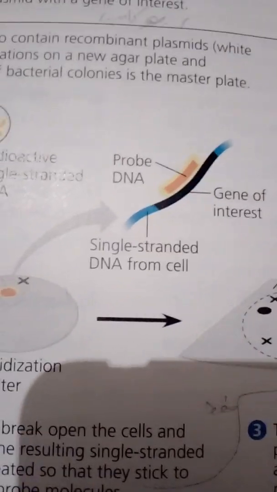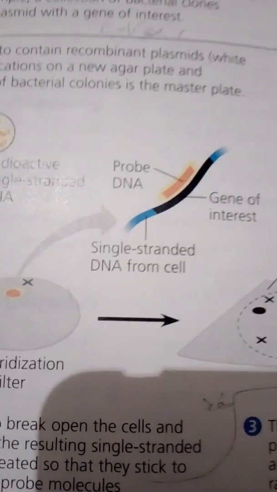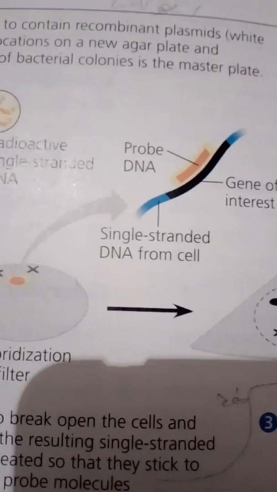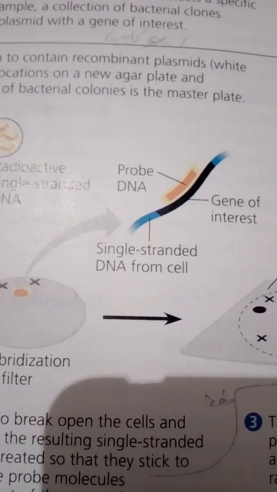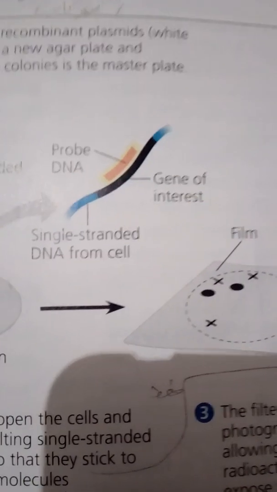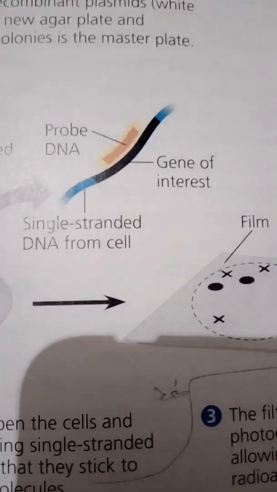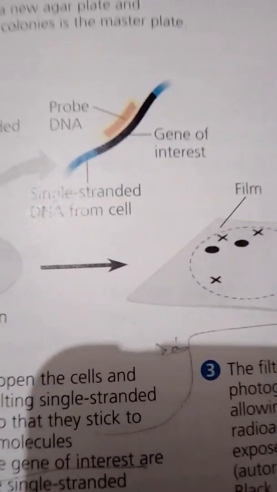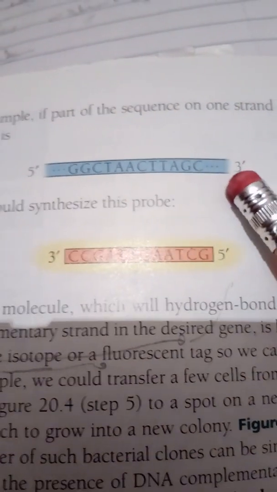If we know at least part of the nucleotide sequence of the gene of interest, perhaps from knowing the protein it encodes or its sequence in the genome of a closely related species, we can synthesize a probe complementary to it. For example, if part of the sequence in one strand of the desired gene is 5' to 3', then we would synthesize this probe.